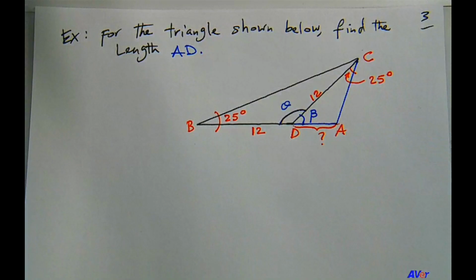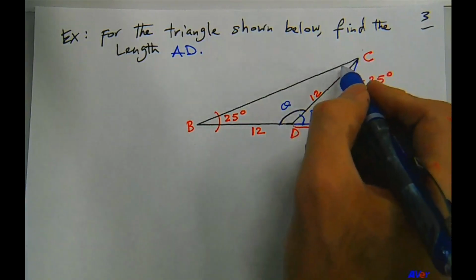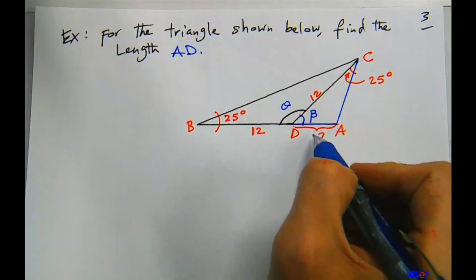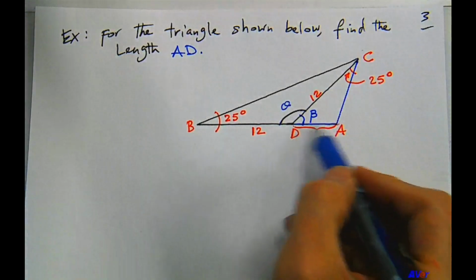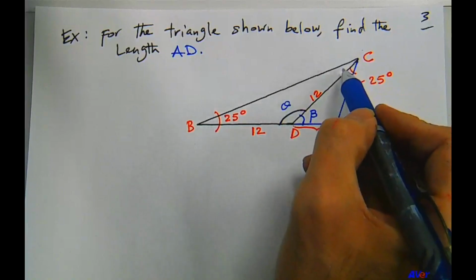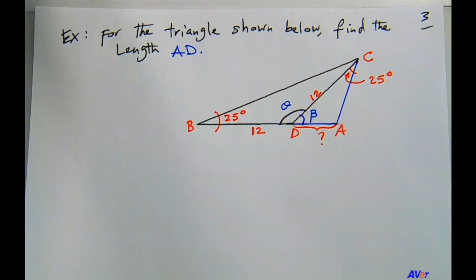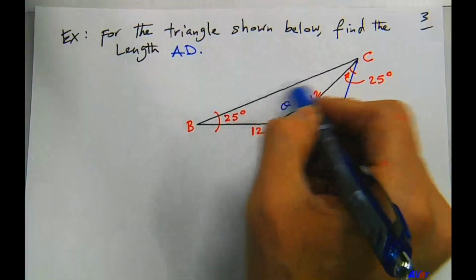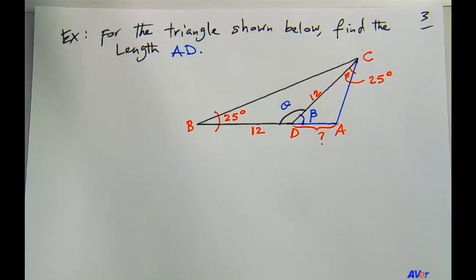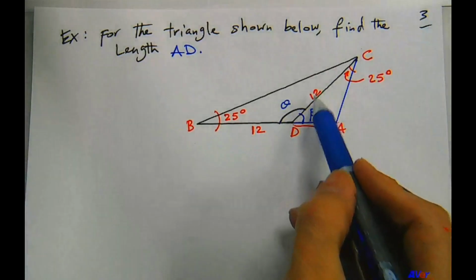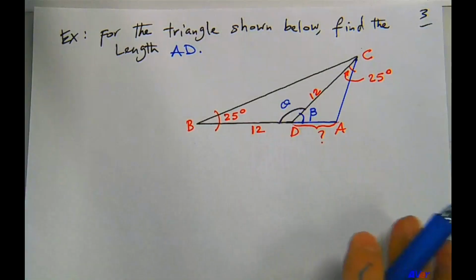And what else? We don't have this angle, but the main question for us is to find the length of AD. We do not have the measure of this angle either. And we don't know what the length of this side is either. It's not been given. Okay, so the first thing we should notice here is that this side and this side are equal. So let's write that down.